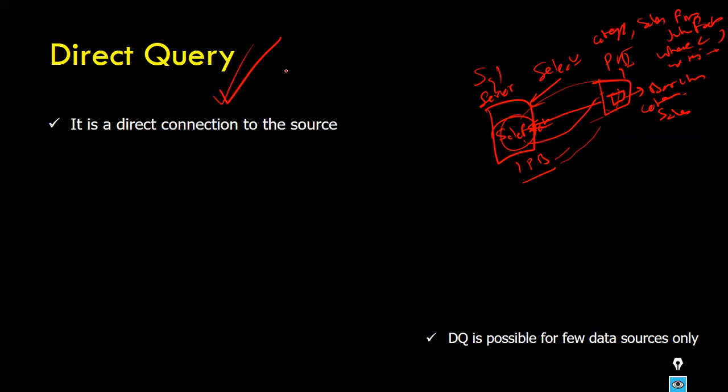If the volume of the data is reasonably okay, then you can import it, especially for the static tables. You can use import connectivity mode, like dimension tables. See the location, it will not change more frequently. Let's say all the locations put together have 50,000 records, or 1 lakh records maximum.